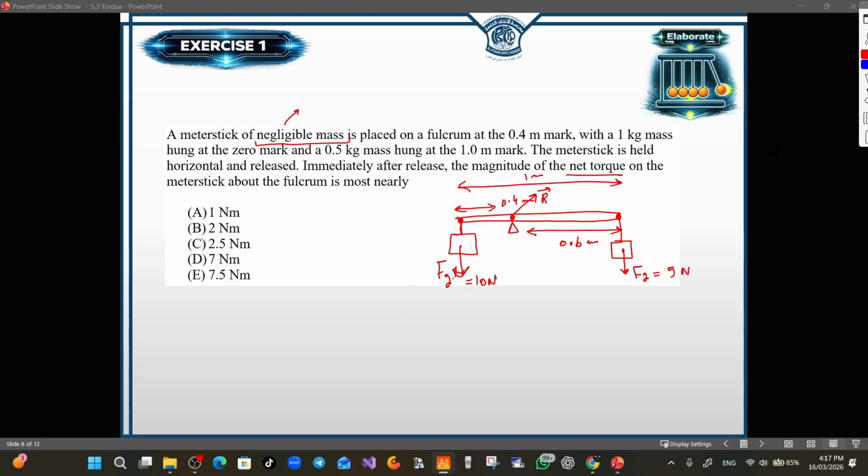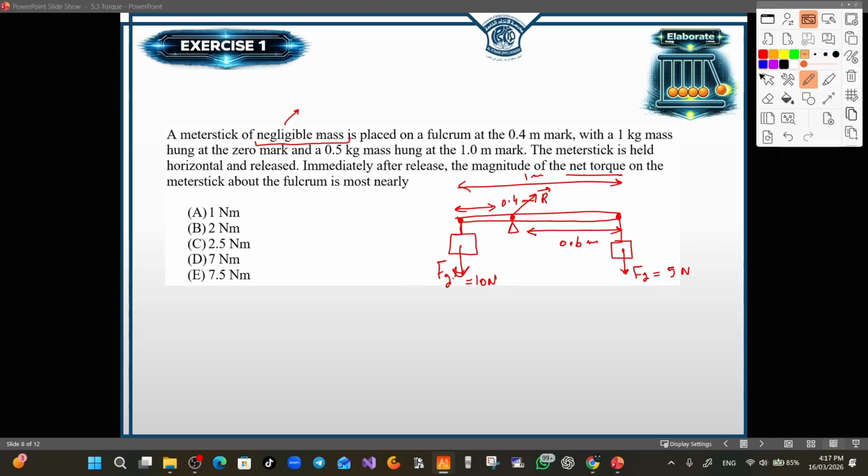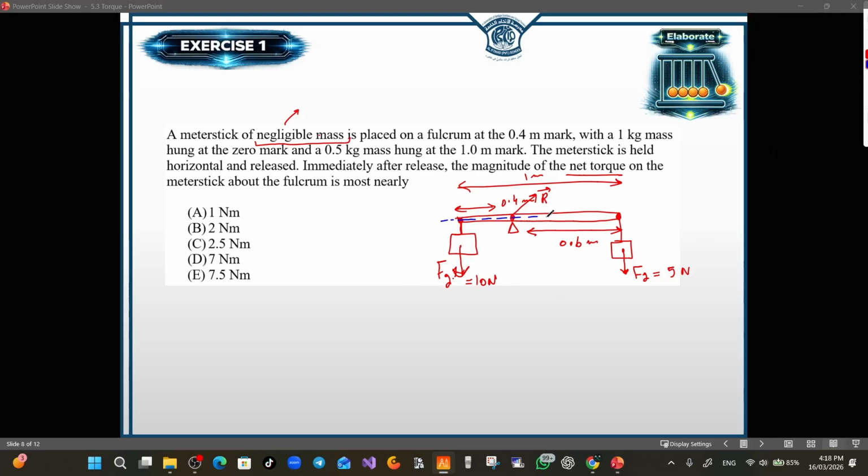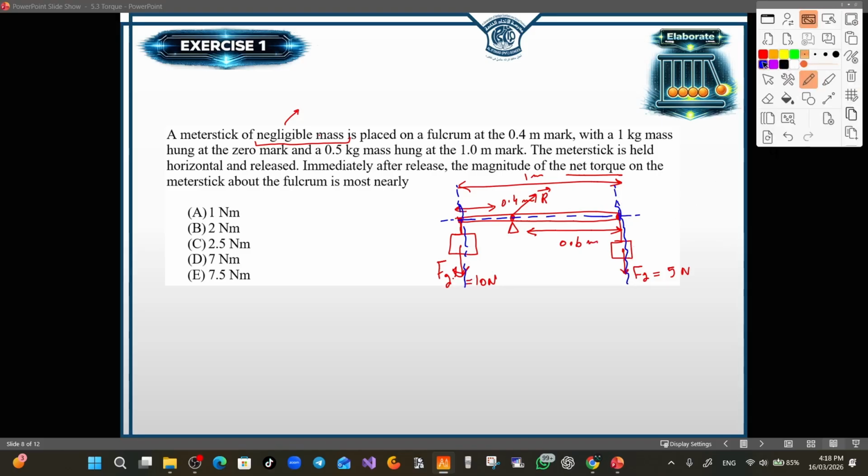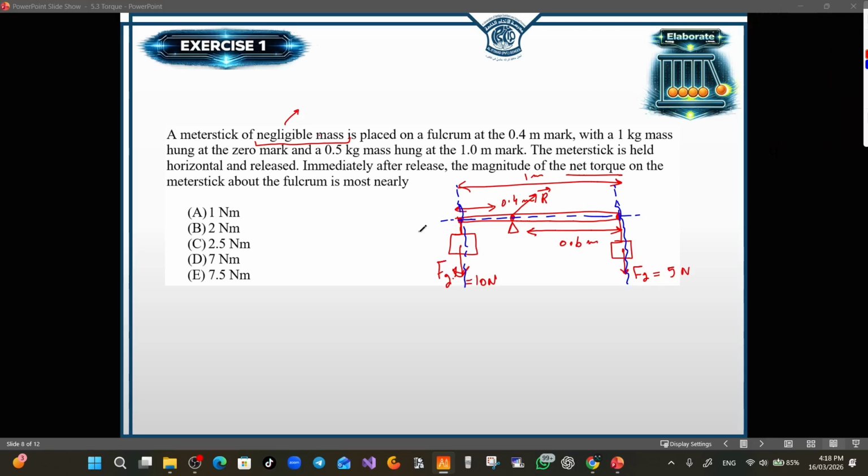Now, let's draw the tangential direction and the radial direction quickly. This is the radial direction. And on this force, we have the tangential direction here. And for this force, we have the tangential direction there. Now, this force is helping the rotation, or it rotates the meter stick in this direction. And we know this direction is opposite to the clockwise direction, which means this is the counterclockwise direction.